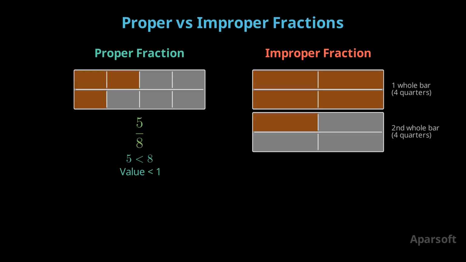That is one full chocolate bar, which is 4 quarters, plus one more quarter from a second bar. Here, 5 is greater than 4, hence this is an improper fraction. Its value is always 1 or more, because you have more than a whole. Remember, the word improper does not mean wrong. It just means bigger than a whole.